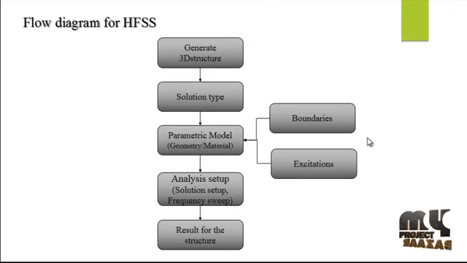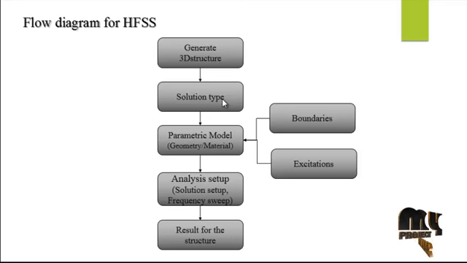Let us discuss the flow diagram of the process. This is HFSS. The general process of HFSS is to generate a 3D structure on the X, Y, Z axes, and then choose the solution type. There are 2 solution types: driven terminal and driven modal. Here we are using driven terminal, and then the parametric model.